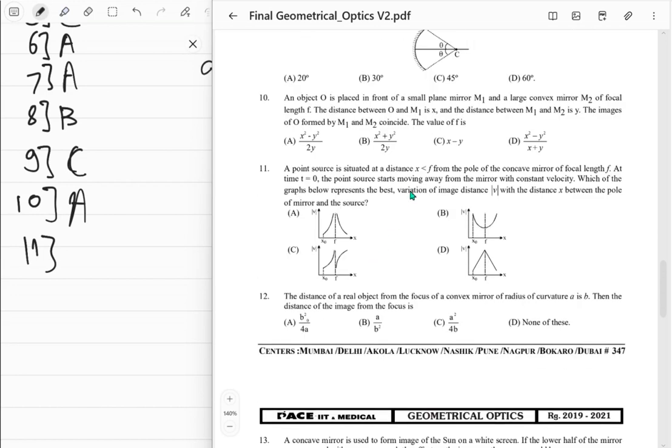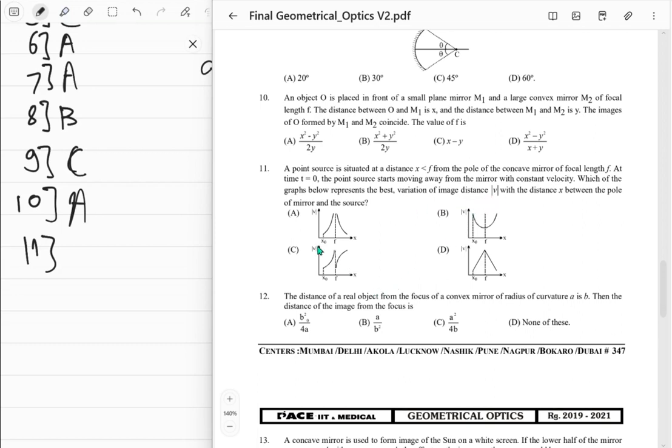A point source is situated at distance x less than f from the pole of a concave mirror of focal length f. At time equal to 0, the point source starts moving away from the mirror with constant velocity. Which of the following graphs best represents the variation of image distance with the distance x between the pole of the mirror and the source? Point source distance from the pole is given as x. Focal length of the mirror is f. Okay. So away from the mirror, the constant velocity. Oh, away from the mirror. Fine. So the following graph below represents the best variation of the image distance.